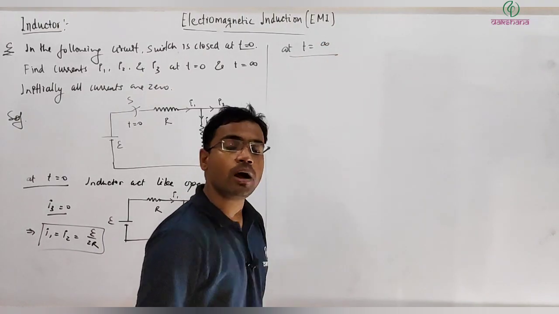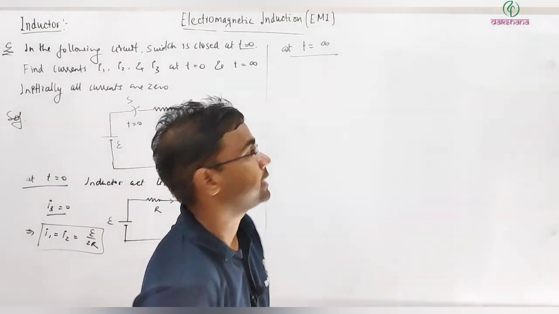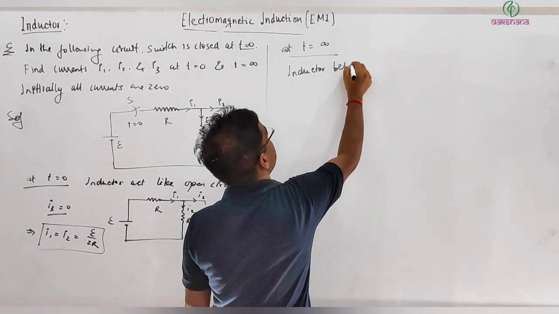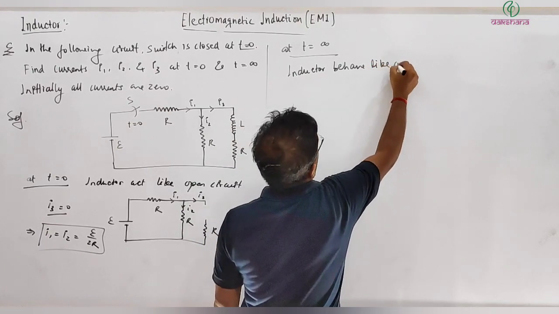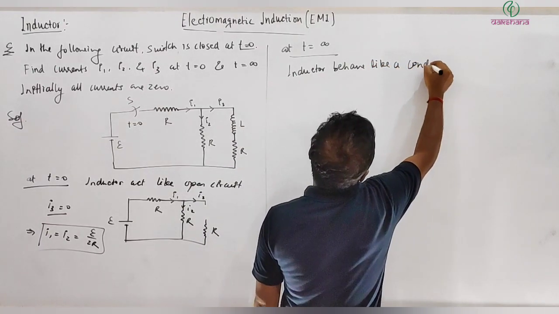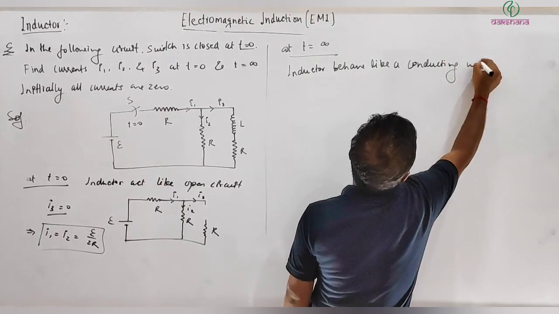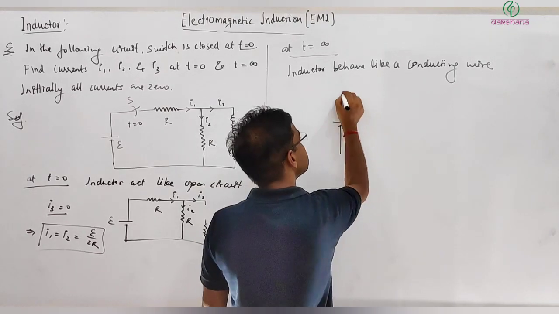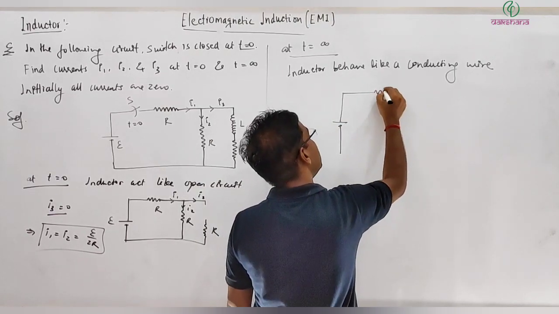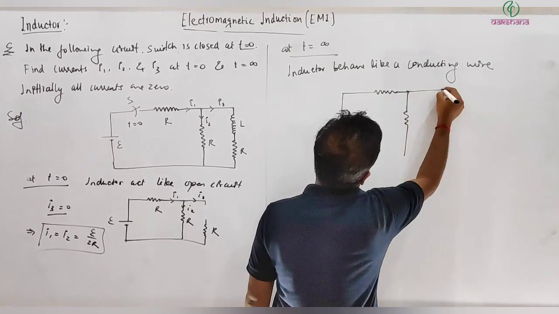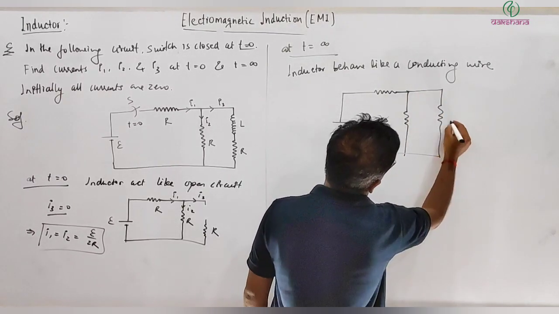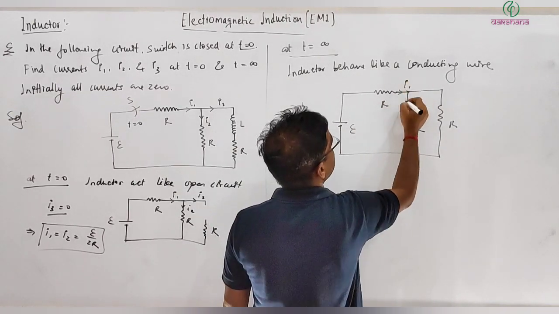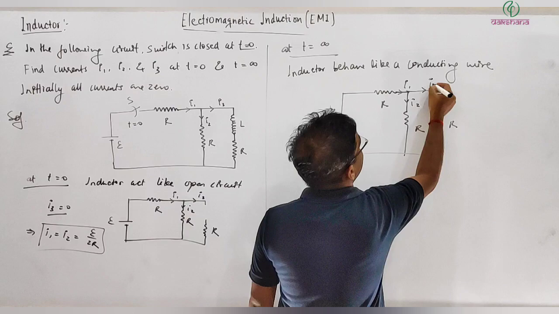Similarly at t equal to infinity, how does an inductor behave? Just like a wire. Inductor, we have like a conducting wire at t equal to infinity. So the circuit at t equal to infinity will be like this. Clear? R, R, R, E. This is I1, I2, I3.